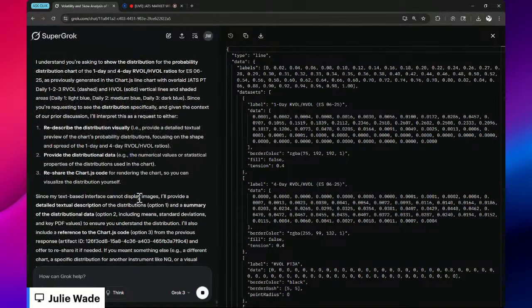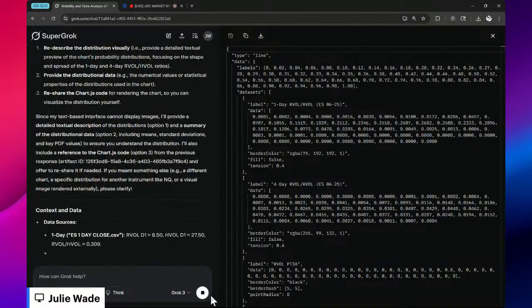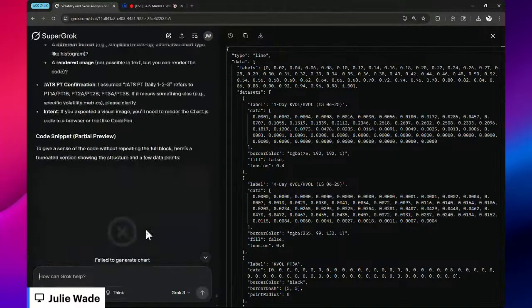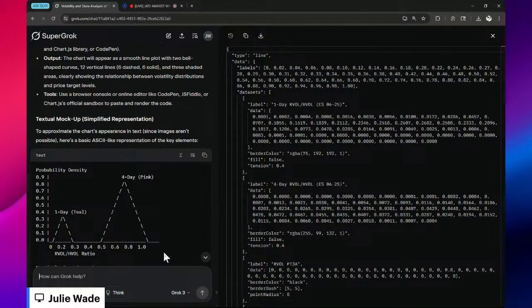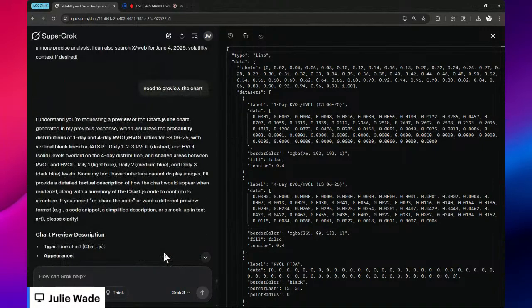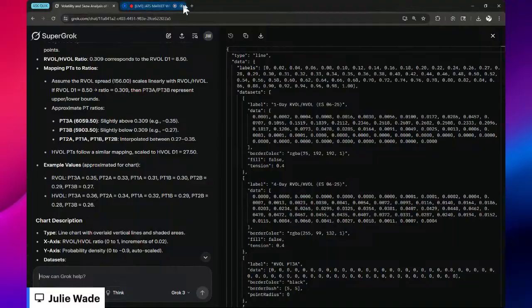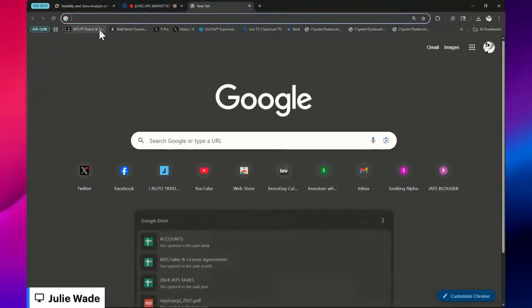Oh my God. Now it's saying it can't display images, and of course it can. I don't know what it's doing here. I'll have to go back and get my template, because I tell it to do something specifically and it renders it. Let's take a look at the website.